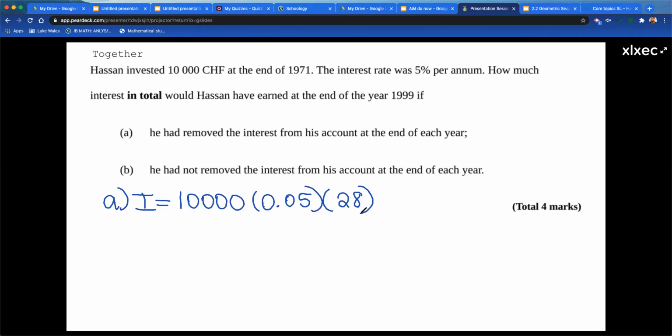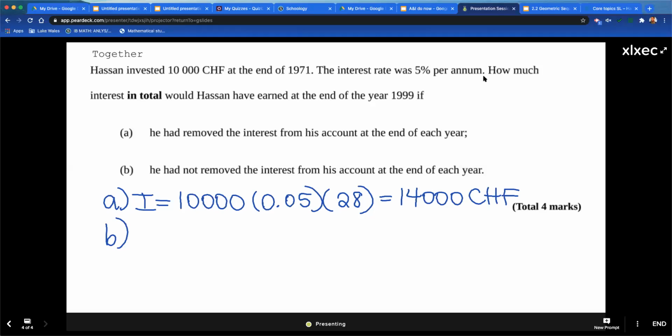$14,000. And of course, we want to include our units. But how much is he going to have if he had not removed his interest from his account at the end of each year? What would I use here to determine this?